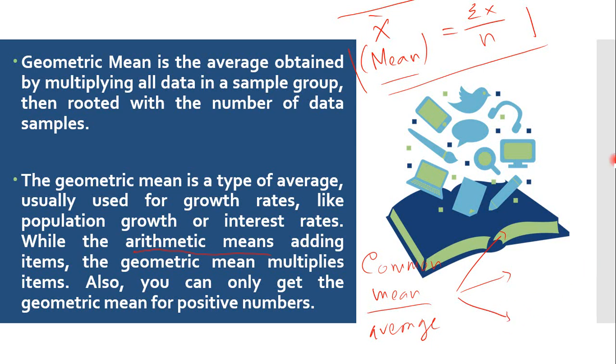we can name at least three of them. The first one is arithmetic. The second one is geometric, which is discussed in this slide, and the last one is harmonic mean.